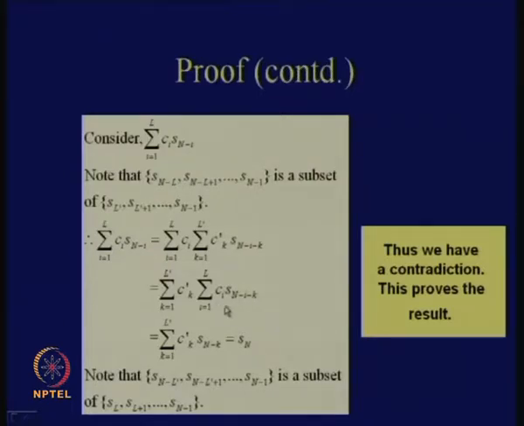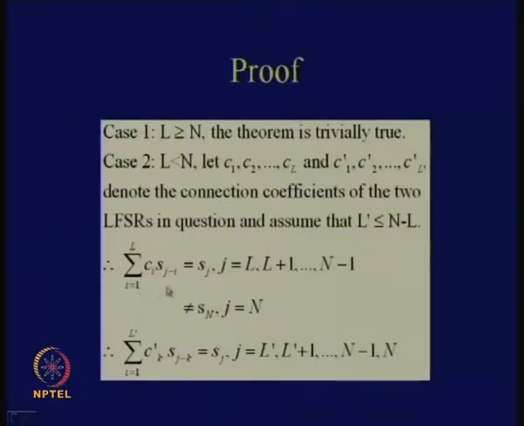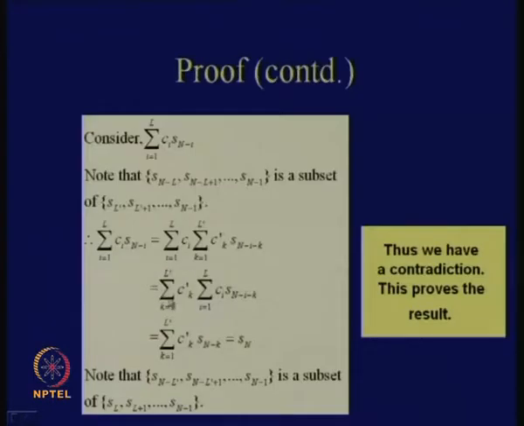Okay. So, this I can use the previous equation, and instead of this I can write Sn minus k. Okay. Now, note that you can again write this because of this fact, that Sn minus L dash till Sn minus 1 is a subset of Sl to Sn minus 1, because L dash is less than or equal to n minus L. Okay. So, if you write this, now you see that what you have essentially obtained here is nothing but equal to Sn.